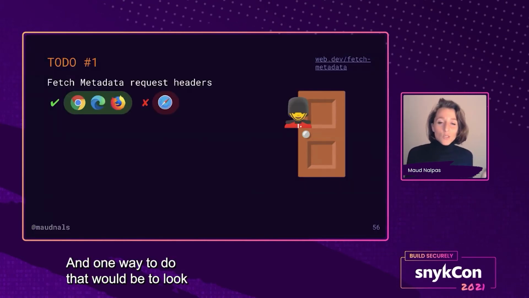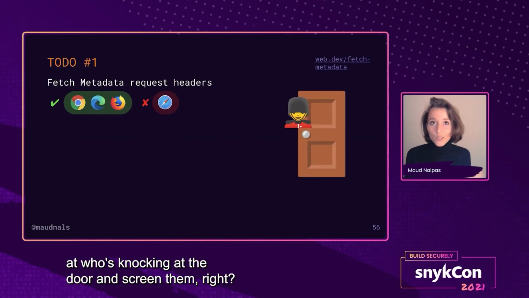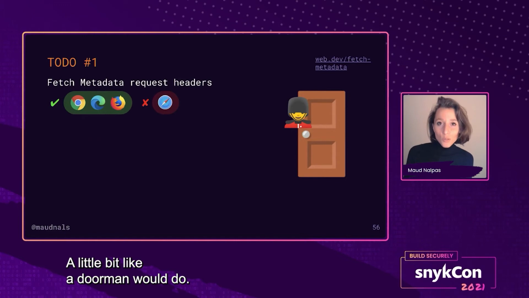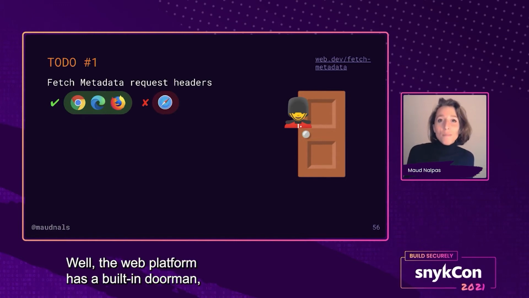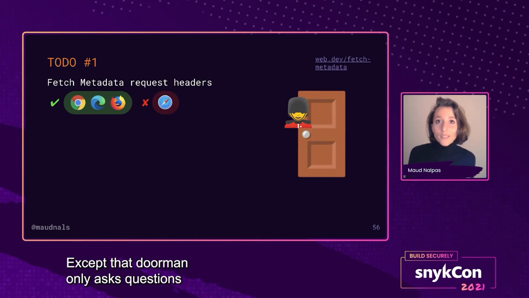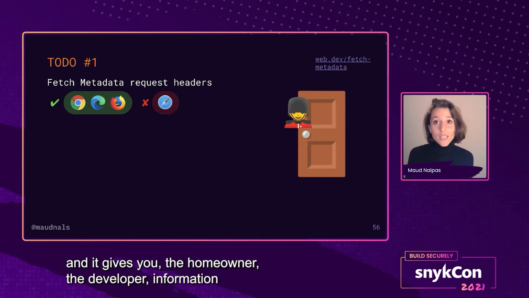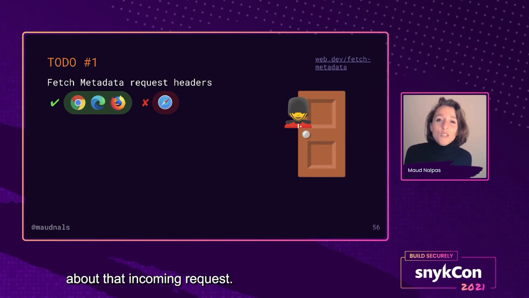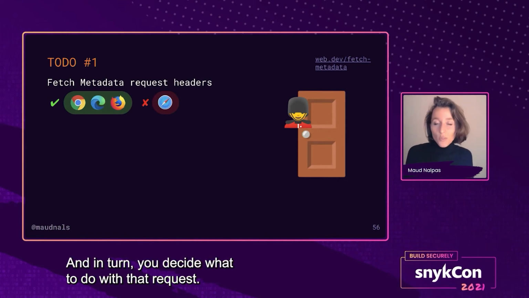One way to do that would be to look at who's knocking at the door and screen them, right? A little bit like a doorman would do. Well, the web platform has a built-in doorman, which is Fetch Metadata request headers, except that the doorman only asks questions and gives you, the homeowner, the developer, information about that incoming request. And in turn, you decide what to do with that request.